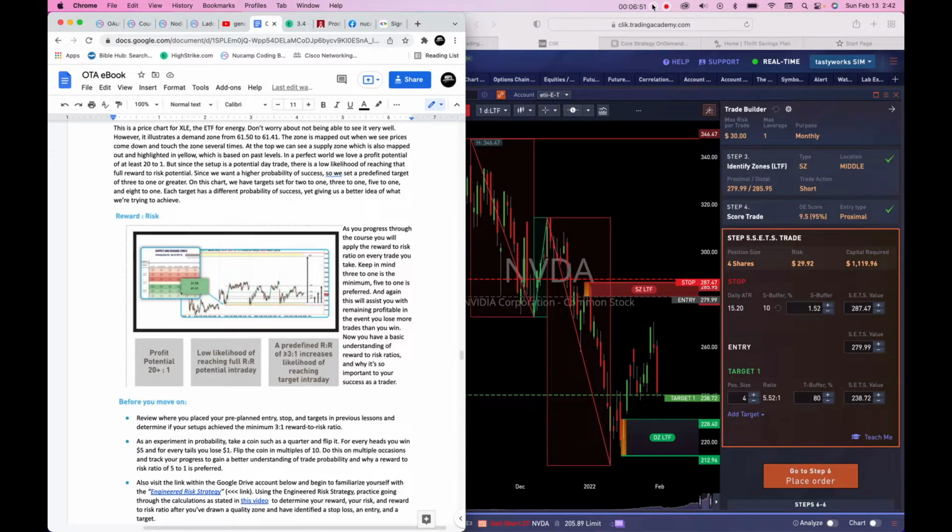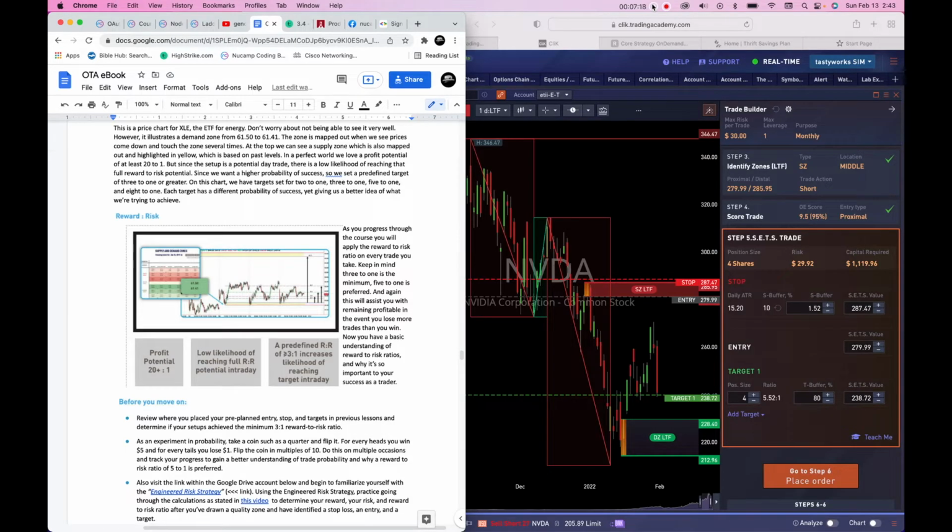Also, as an experiment in probability, take a coin, such as a quarter, and flip it. For every heads, you win $5, and for every tails, you lose $1. Flip the coin in multiples of 10. Do this on multiple occasions and track your progress to gain a better understanding of trade probability and why a reward risk ratio of 5-to-1 is preferred.